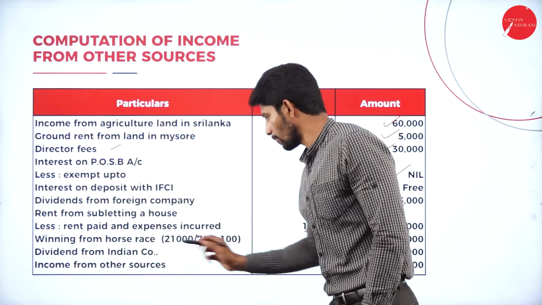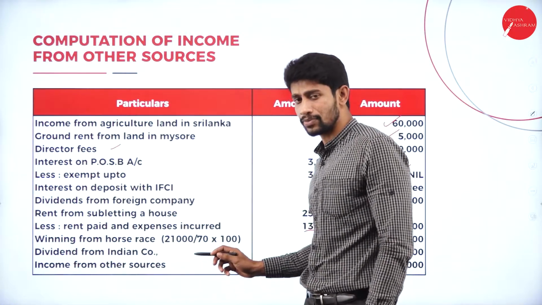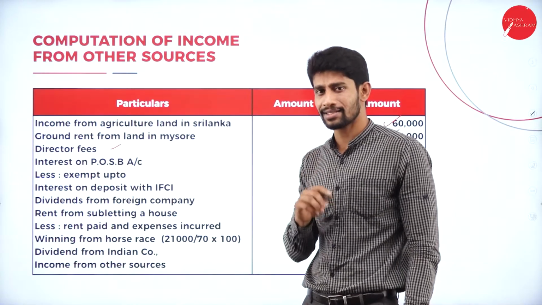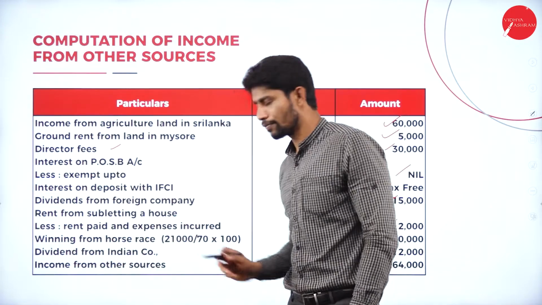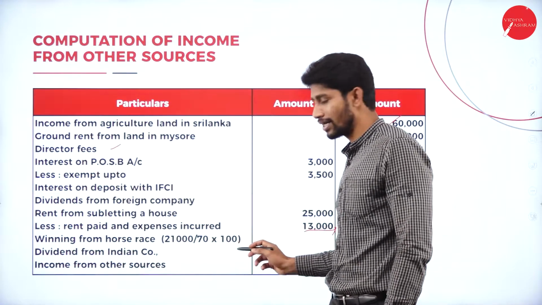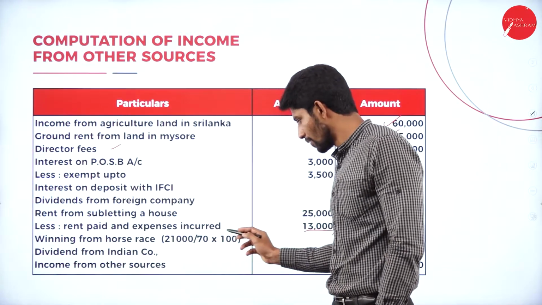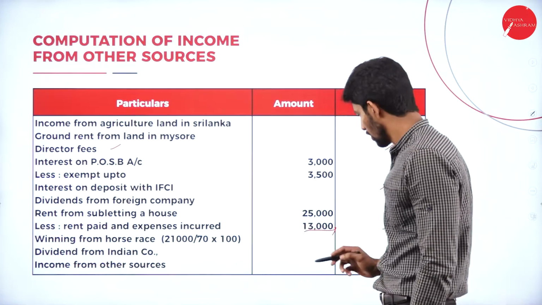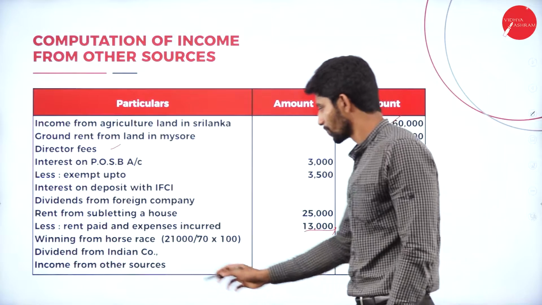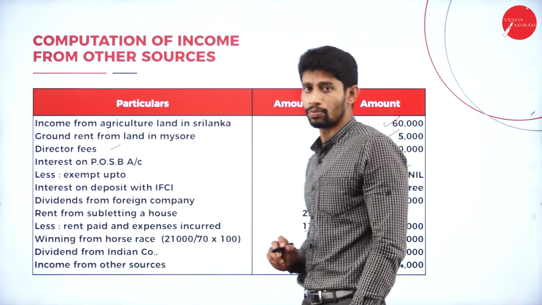Next, winning from horse race. Yes, the given value, the net value, is 21,000. That is 70% value because 30% of tax is chargeable on winning from horse race. So 21,000 divided by 70 into 100. This is nothing but, if 21,000 is for 70%, what is the value for 100%? You will get the value, that is 30,000. Next, dividend from Indian company. Yes, it is taxable, rupees 12,000.